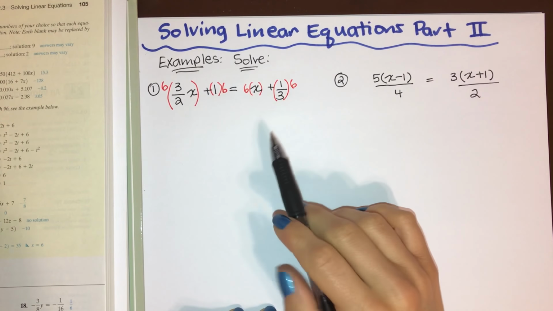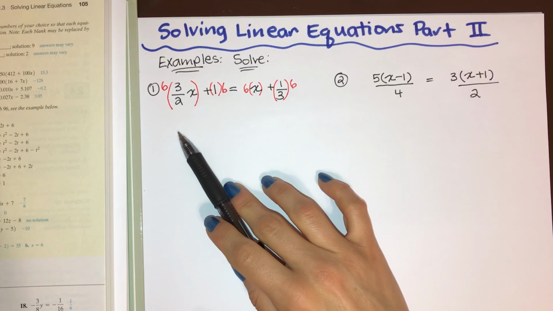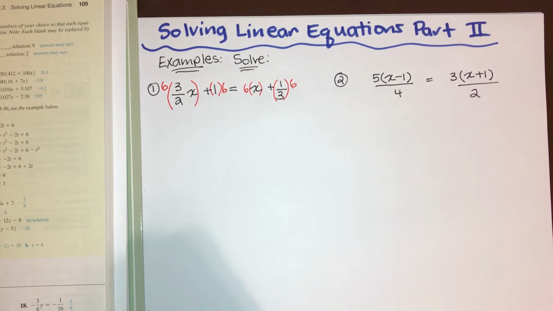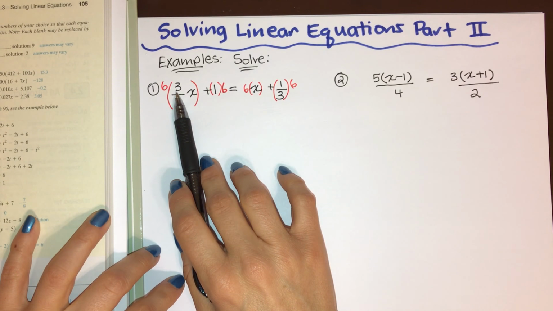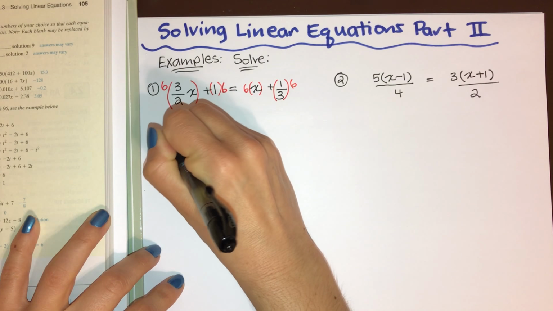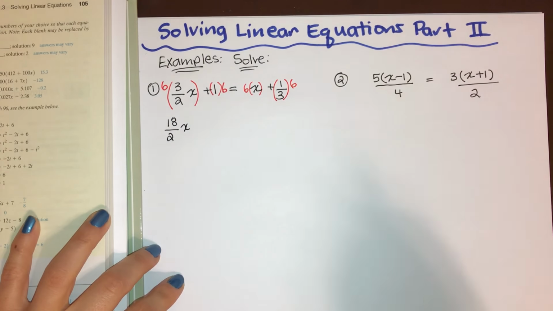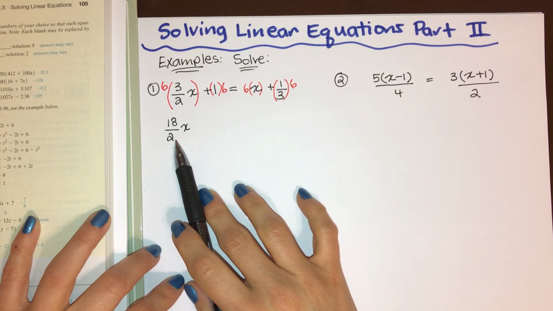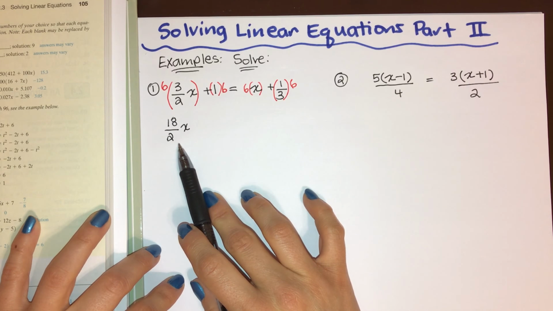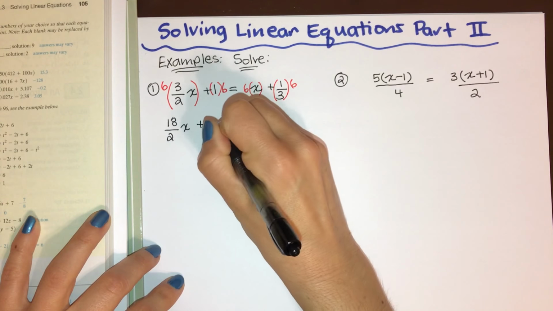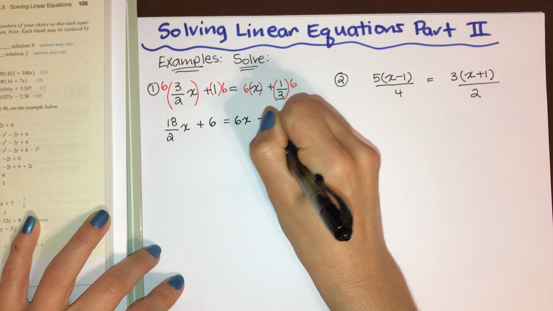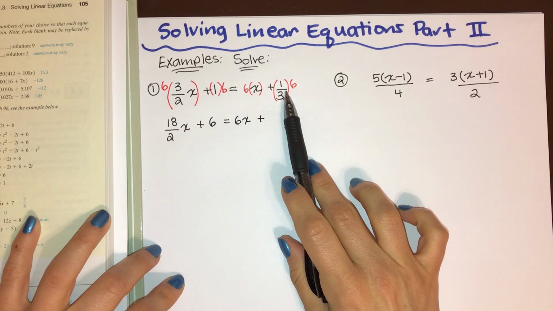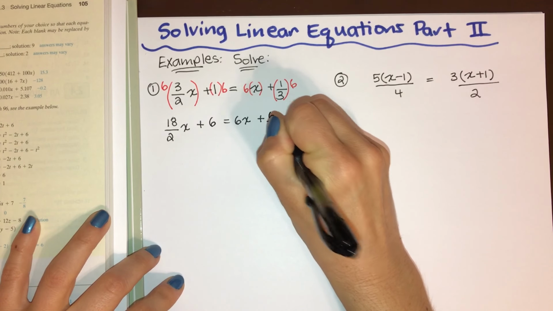So there's a couple ways to do this. You can calculate what the answer would be in your head, or you could write it out. So what I'm going to do is actually write out the steps, but if you can do this in your head, then go ahead. 6 times 3, that's going to be 18. So we get 18 over 2x, which turns into 9x. If you want to write 9x at this point, you can. Plus 6 is equal to 6x plus 6 times 1 is 6 over 3.